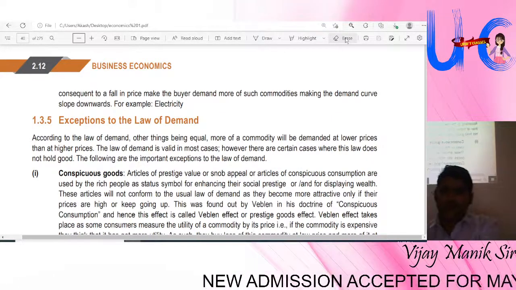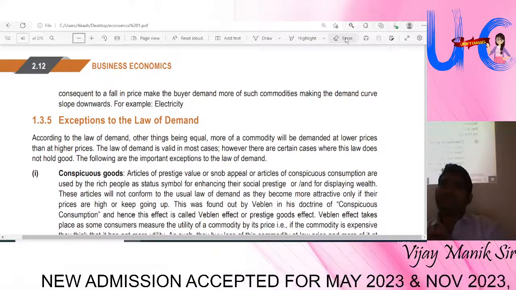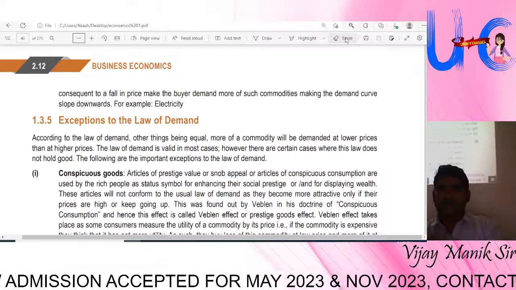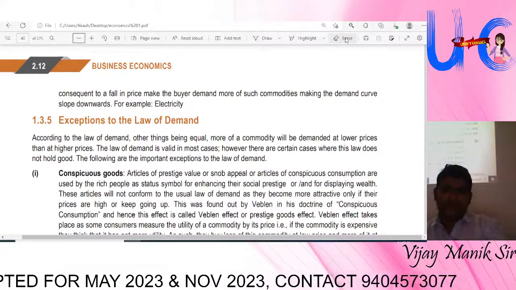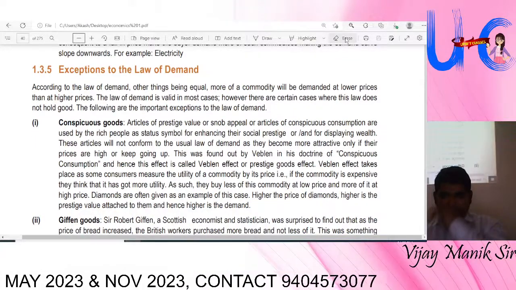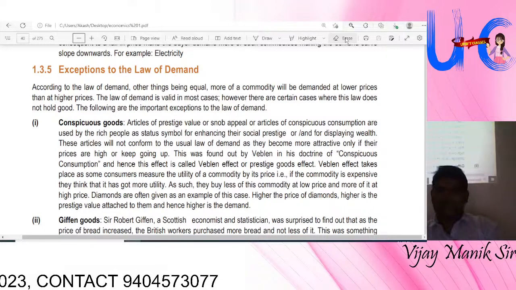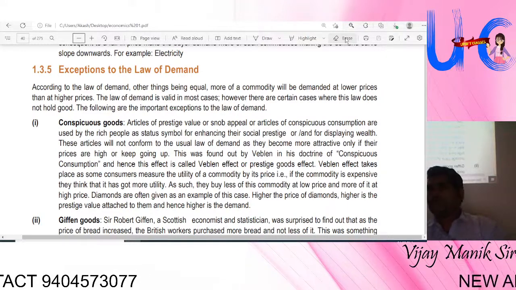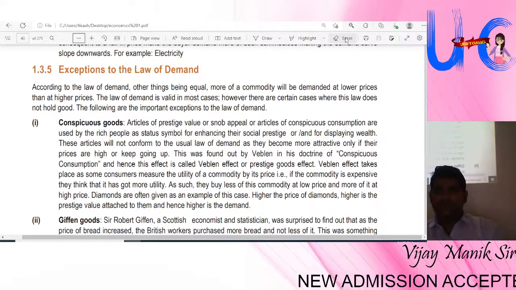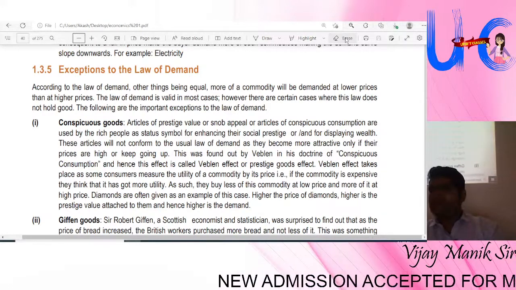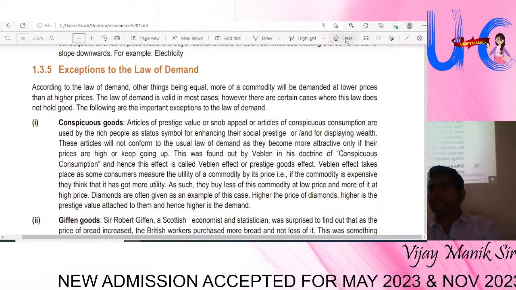Exceptions to the law of demand. Whatever we have studied here, what was that? How the law of demand works. Now some exceptions are there. So the first exception is conspicuous goods. What are conspicuous goods? We can say prestige goods, status goods. In very simple language, these are the goods where the law is not applicable. Why?